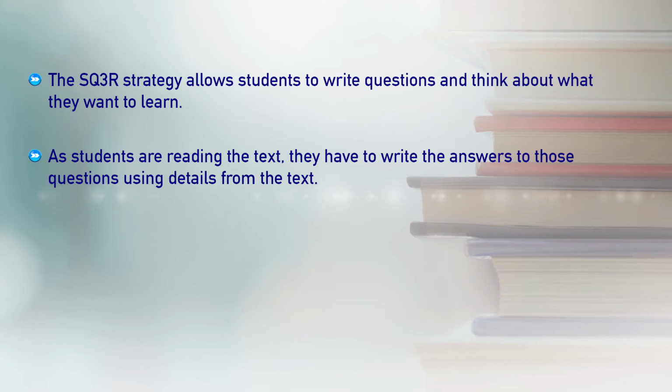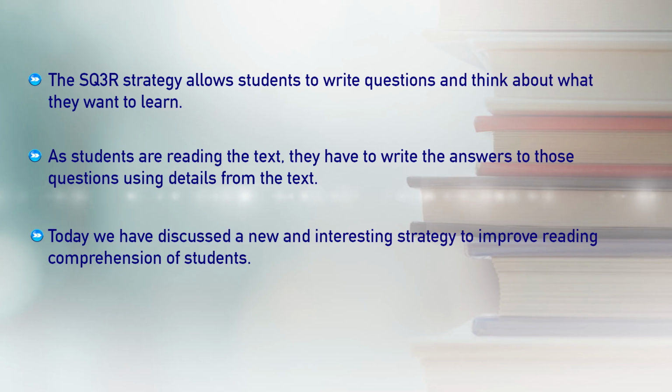So that is the reciting bit. And as a classroom, we can discuss the chapter 3, which is talking about poverty, and the concept of human poverty, which was introduced in the chapter. This is how you can also practice the SQ3R strategy in your own classroom with your own textbooks. To sum up, the SQ3R strategy allows students to write questions and think about what they want to learn. As students are reading the text, they have to write the answers to those questions using the details from the text. So today we have discussed a new and interesting strategy to improve reading comprehension of students.